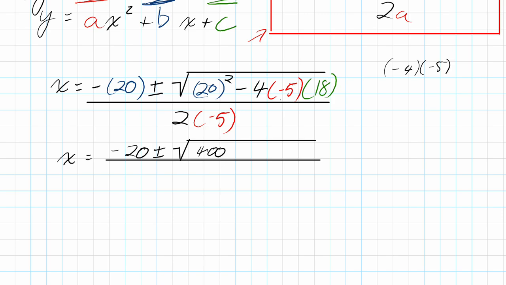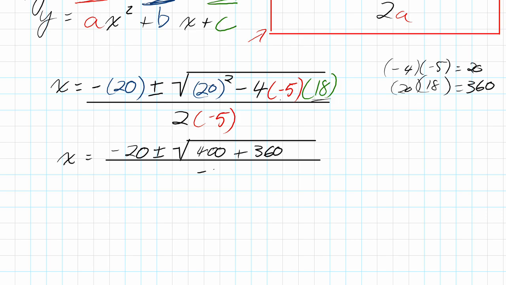Negative 4 times negative 5 gives me positive 20. And then I have to take that 20 and multiply by that C value, 18. That's 360, so that's going to be positive 360.